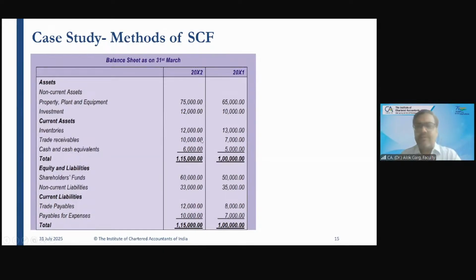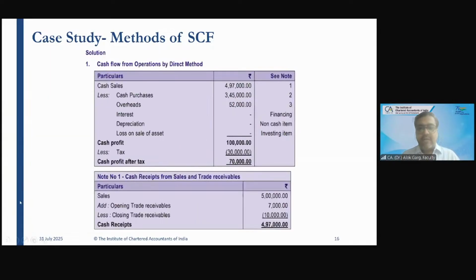What does it mean? It means that only 10,000 is still receivable, and except 10,000, the entire money has been received. 4,97,000 has been received. So what is my cash collected from customers? 4,97,000. Sales 5 lakh plus opening receivable 7,000 minus closing receivable 10,000, so 4,97,000. Now cash collected from debtors is over.